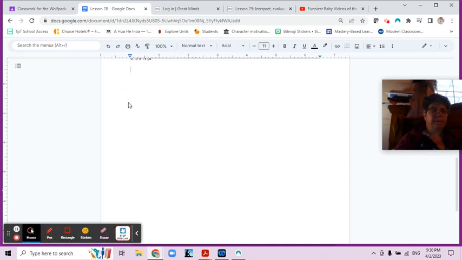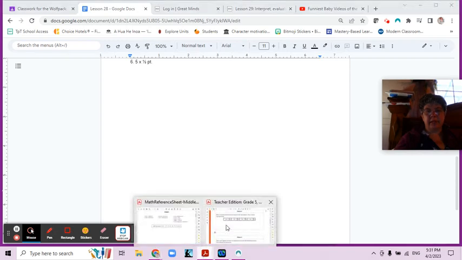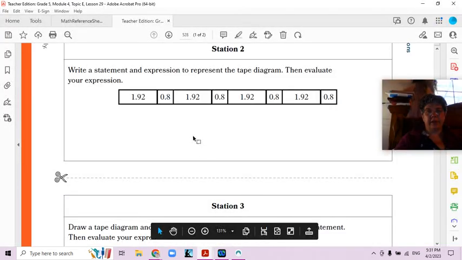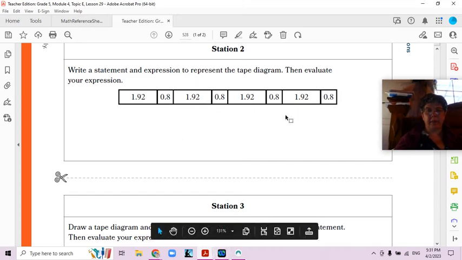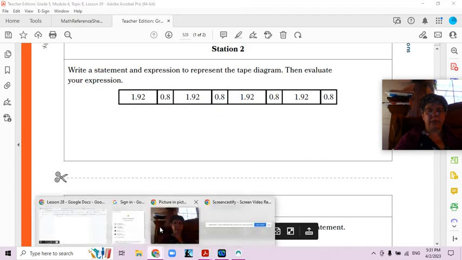So, a statement that represents this. Let's look at it one more time. Sorry, I don't have it as easily in front of me. 1 and 92 hundredths plus 8 tenths. How many of those do we have? 1, 2, 3, 4. You see how we have 4 of those? So that would be 4 times the sum of 1 and 92 hundredths and 8 tenths, right? Okay, so let's go to our Google Doc.